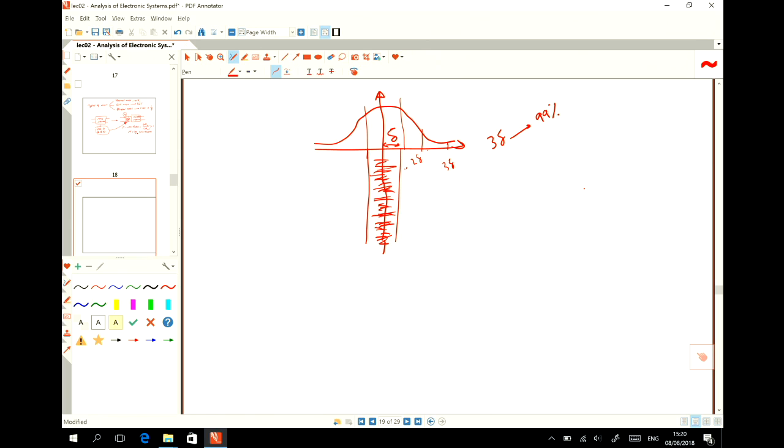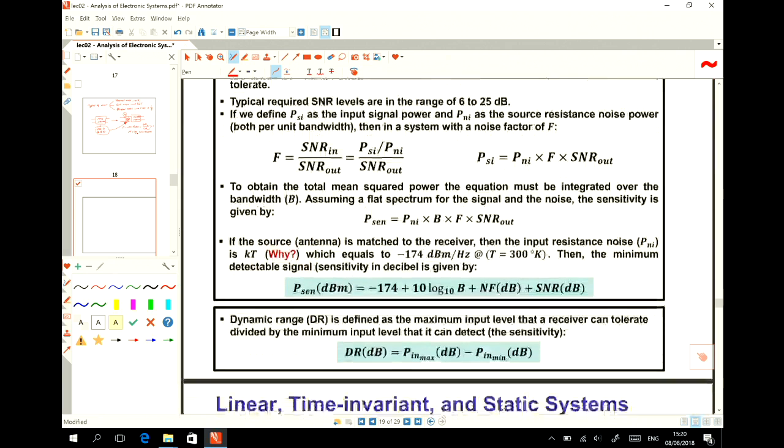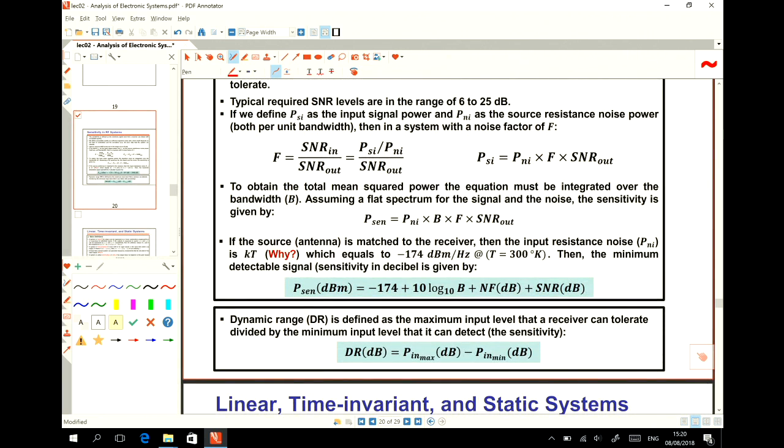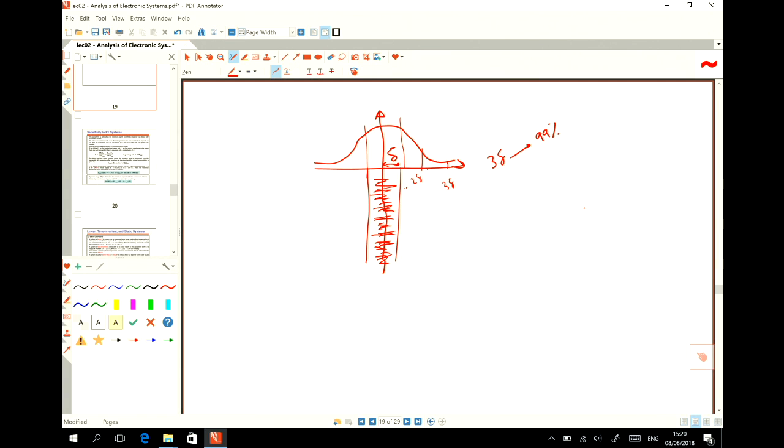Okay? And then we say that 3.3 sigma is 99.9%. It means that only 0.1% of the time our signal is higher than this value. And then we say that, okay, this is the peak. This is how they calculate this.